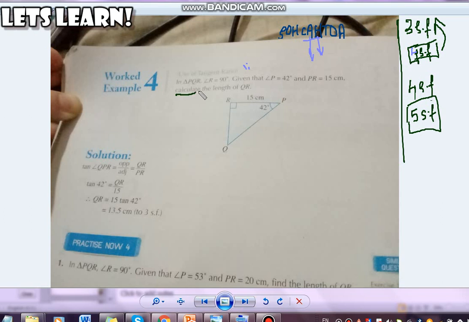Remember to underline the keywords first. So here we are given the keyword calculate the length. So we know that the unknown side over here is actually QR. The side given to me is PR, and the acute angle, that is 42 degrees here. Remember to pick out the three things. So I have taken my three things here.